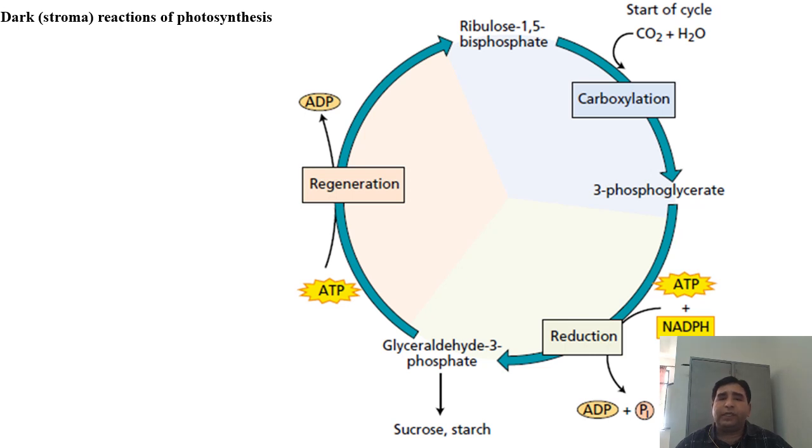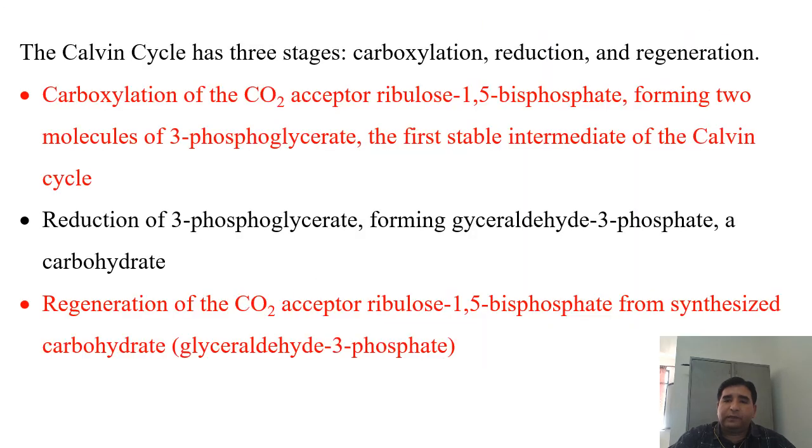Here we can see that carbon is assimilated in the first step, and 3-phosphoglycerate and then 3-phosphoglyceraldehyde is formed. 3-phosphoglyceraldehyde makes sucrose and starch, which are carbohydrates, and some molecules are again regenerated, step by step, for continuing the cycle.